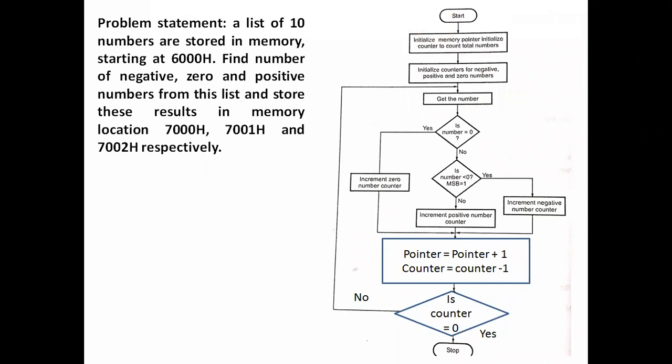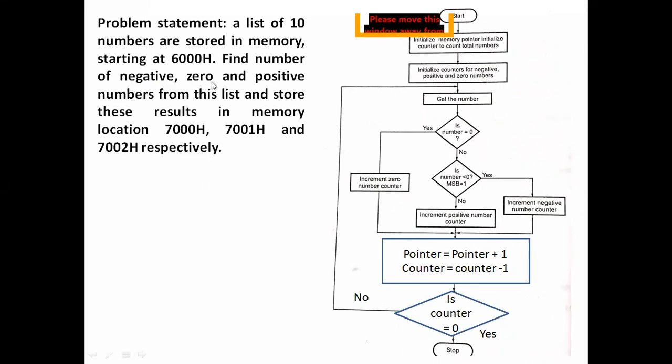What do you have to do? You have to test whether a number is negative, zero, or positive. You have to count how many negative numbers there are, how many zero numbers there are, and how many positive numbers there are. Once you have tested all 10 numbers, there may be certain negative numbers, certain zero numbers, and certain positive numbers. So how many negative numbers there are has to be stored at 7000.